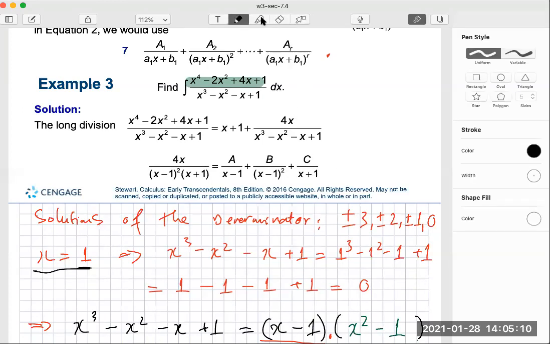The similar story. This one here, look at this. The denominator is x minus 1 squared times x plus 1, right? And the strategy tells us that we can write this as a over x minus 1 plus b over x minus 1 squared plus c over x plus 1. Okay? Is it clear? Do you have any question?